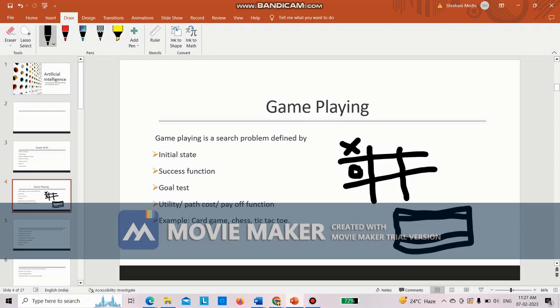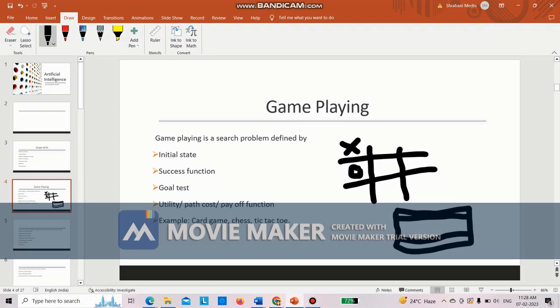Similarly, for the chess game also, the rules will be set like how an elephant will move, how a horse will move, how the king or queen will move. So based on the laws that are defined in the game of chess, the success functions will be defined.